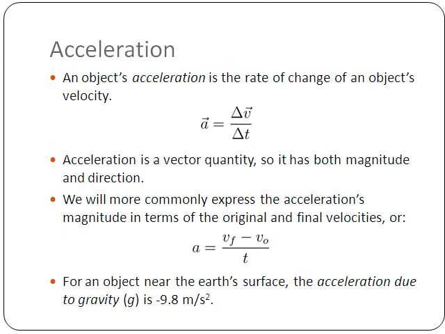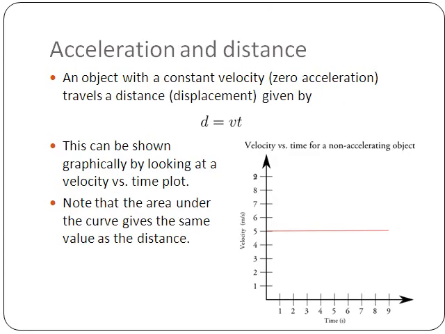All right, so let's look at acceleration and distance. We start off with an object with a constant velocity, that's zero acceleration. It is going to travel a certain distance, a displacement given by d equals vt. This is just a rearrangement of our good old-fashioned velocity equation, where velocity is equal to change in distance over change in time for constant velocities. Put the t up to the top, and what do you get? d equals vt.